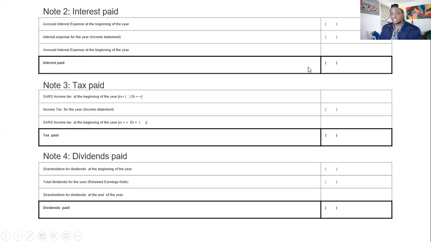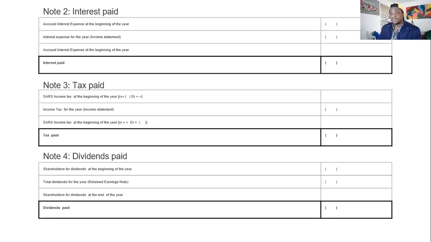In many instances, they will tell you that there was no balance for accrued interest expense at the beginning, nor at the end of the year. If the balance is 0 here and the balance is 0 here, it means that what is in your income statement is the actual interest that has been paid. In other words, the interest expense is the same as interest paid. It does happen sometimes, but it's not always the case. So just be aware of that.